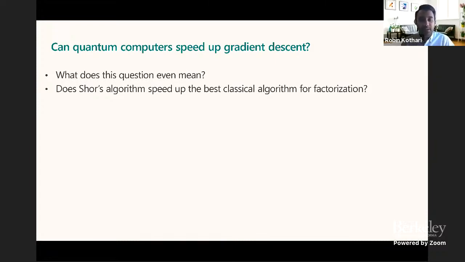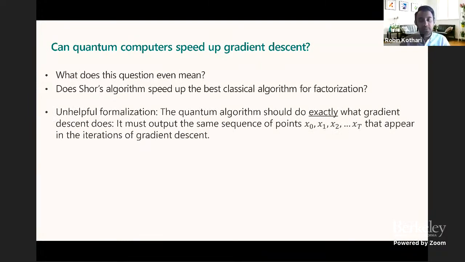For example, does Shor's algorithm speed up the best classical algorithm for factoring? Probably not. These algorithms look nothing alike. The best classical algorithm for factoring doesn't look like Shor's algorithm. In general, it's not totally clear what it means to say, can you speed up gradient descent, or can you speed up a particular algorithm? You could try to formalize this question in some not very helpful ways.